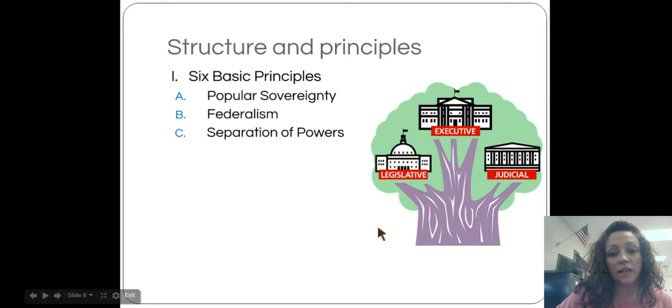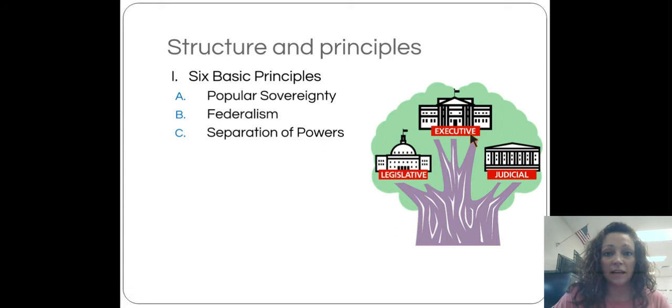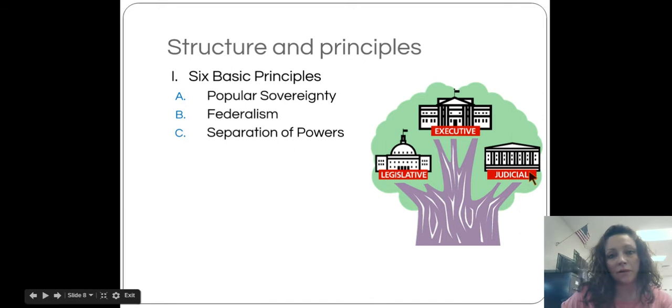We have the legislative branch, which is Congress, and they make laws. We have the executive branch, which is the president, vice president, and Congress, and they enforce laws. And then we have the judicial branch, which is the Supreme Court, and their job is to interpret and apply the laws.